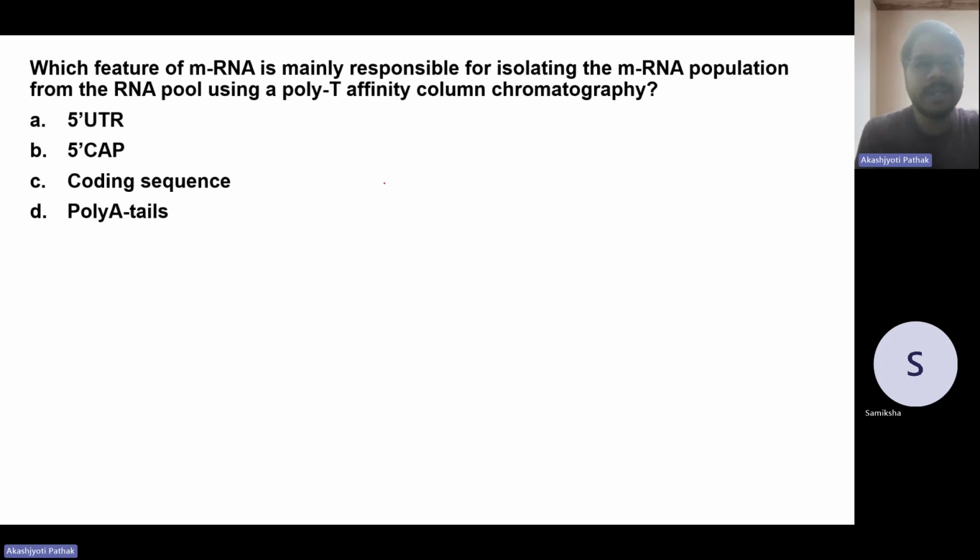Now, which feature of mRNA is mainly responsible for isolating the mRNA population from the RNA pool using a poly-T affinity column chromatography? This I discussed just now. Poly A tail. And why is it so? Because poly T will only bind to the poly A tail, since the mRNA has a poly A tail.